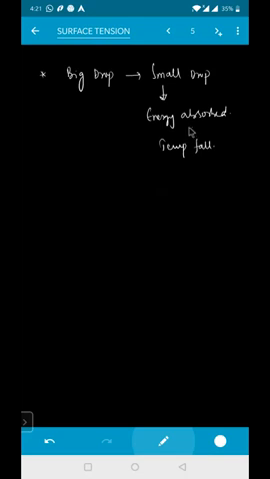Who is absorbing the energy? The surrounding. Is it? That means from the bigger drop, the small drops are absorbing the energy. Is it clear?